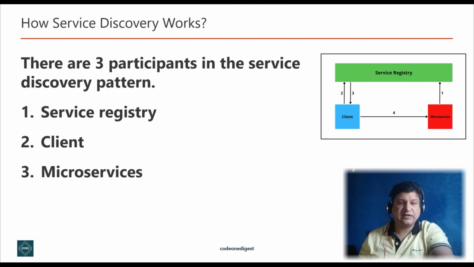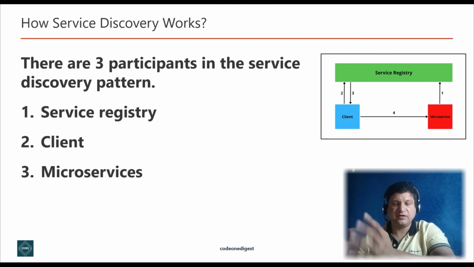Let's understand this with the diagram, what you see on your screen. There are four parts of service discovery communication. First, the microservice registers its location in the service registry. Second, the client looks for the relevant service location in the service registry. Third, the service registry returns the location of the required microservice. Fourth, the client directly calls the microservice. Right, friends? So this is the communication between these three components to know the location of microservices.